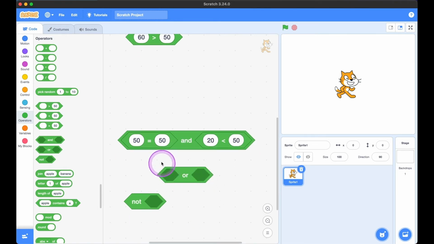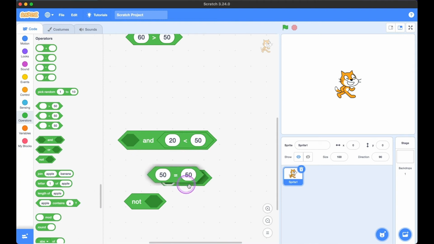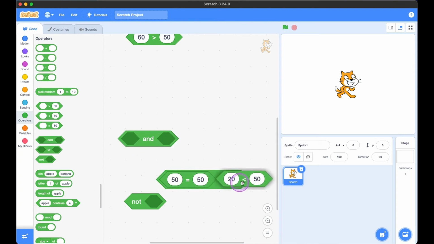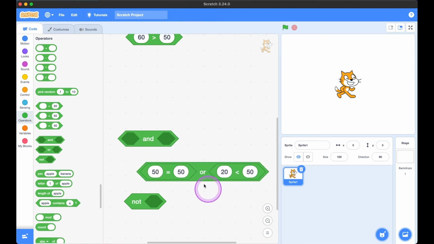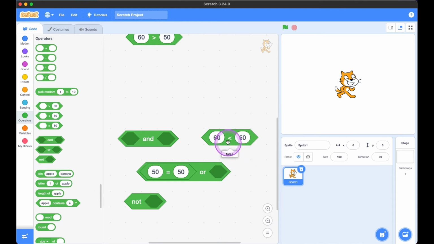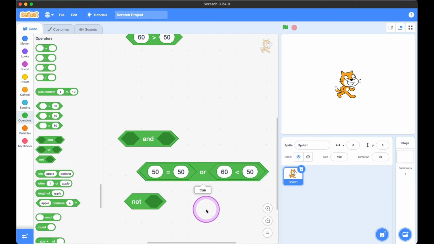For or, only one of the hexagons has to be true for the entire block to be true. So if 50 is 50 and 20 is smaller than 50, both of them are true. So yes, that is still true. But even if one of them is false, the final result is going to be true.